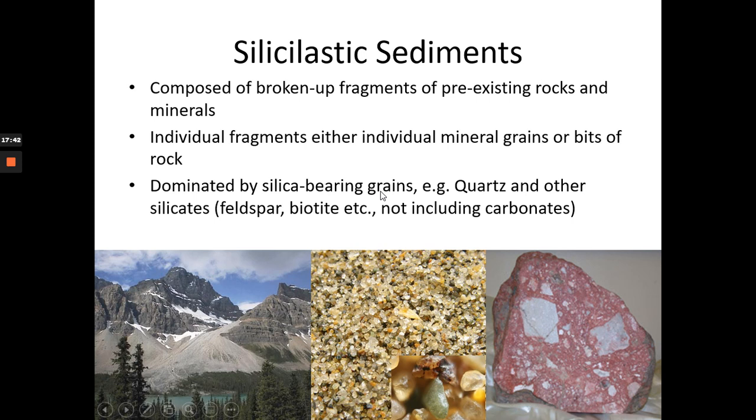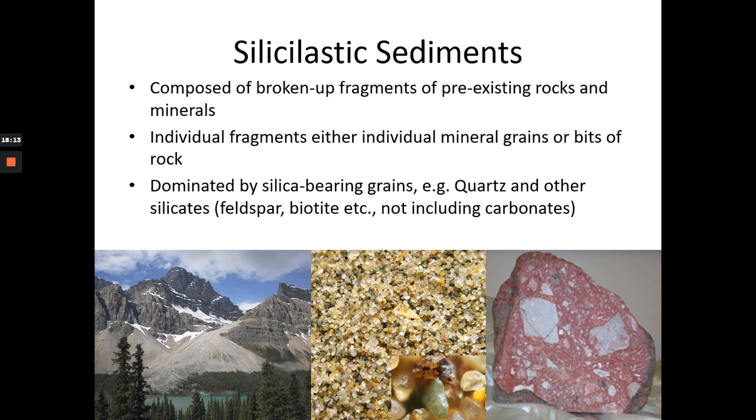Okay, definition. What are siliciclastic sediments? They are composed of broken up fragments of pre-existing rocks and minerals, and you have particles or grains, right? These are made up of individual fragments, either of individual mineral grains or bits of rock. Zoom into sand, you see it's made up of small particles here. This is quartz, there might be some feldspar in between, right? So it gets just smaller grains. It's made up of rock also.